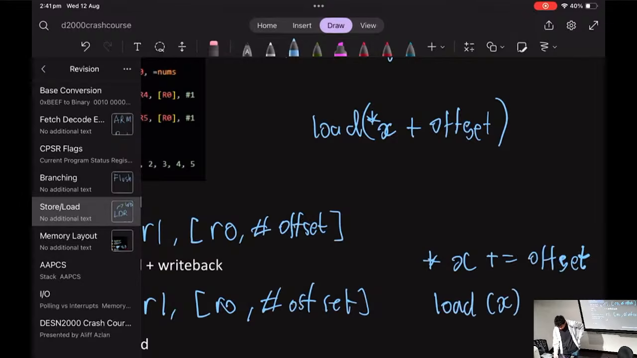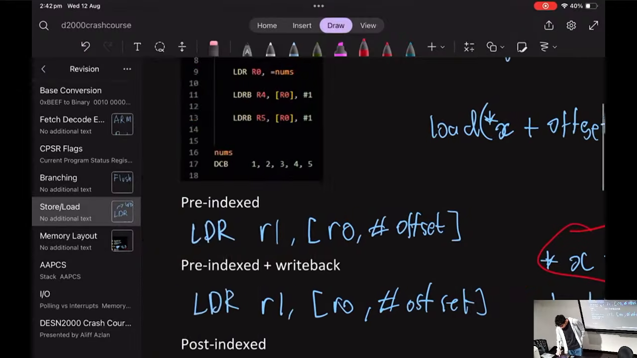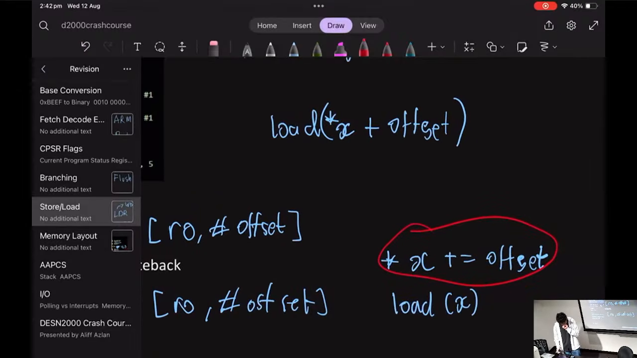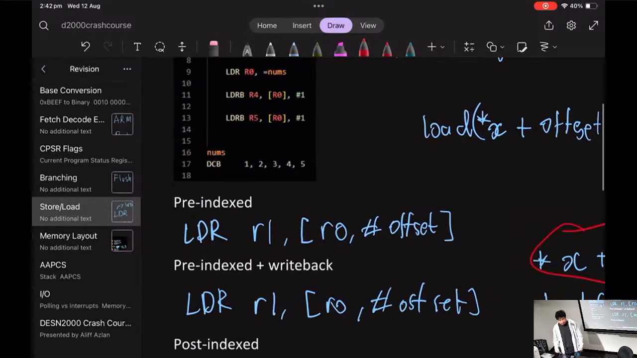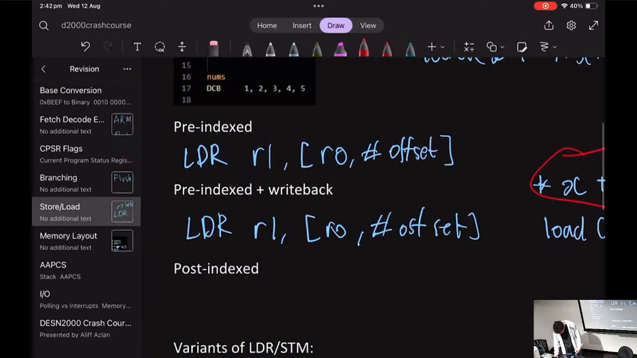So notice how in this top one here, we didn't actually store the result. We just put it straight into a load function. Whereas here, we put the offset back into x, and then we load it in. So the value of the address changes, right? Whereas without write back, we don't change the address. And then we have post-indexed, which looks like this.